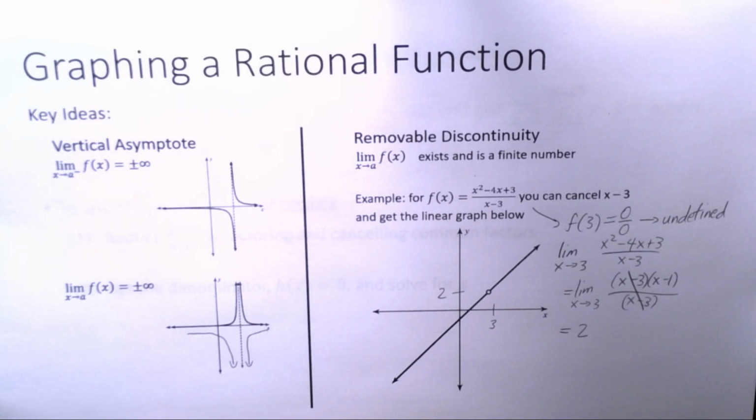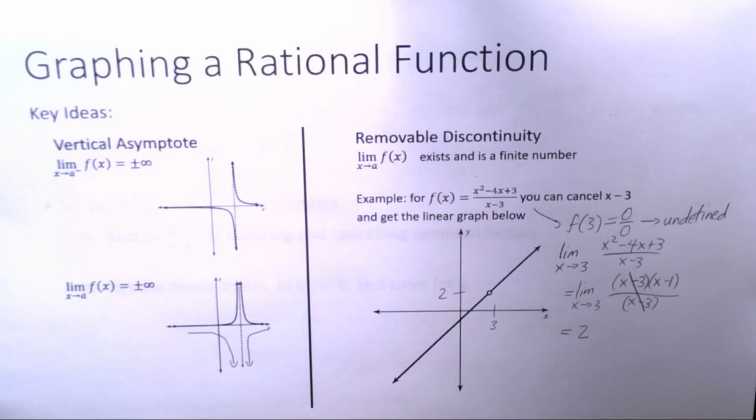Now, the point itself is not defined, so for that reason we put an open circle. This can be thought of as removable because if we were to fill in that circle with another point, then the function would be continuous. That's unlike an asymptote where we can't remove that discontinuity. There's no way to bridge infinity. So, these are the two main concepts that we will be dealing with when it comes to rational functions.